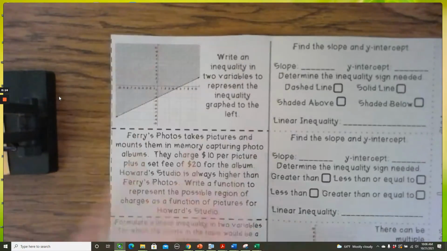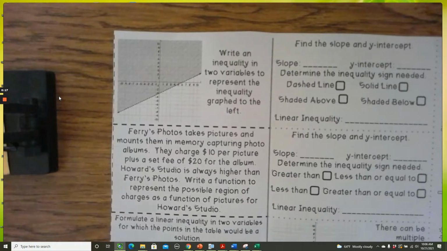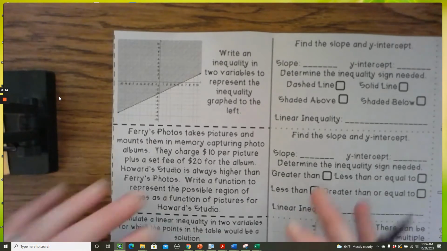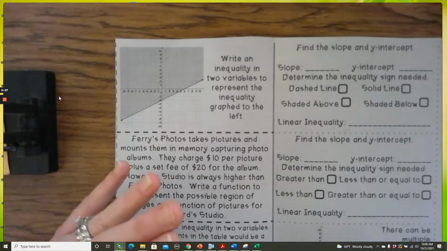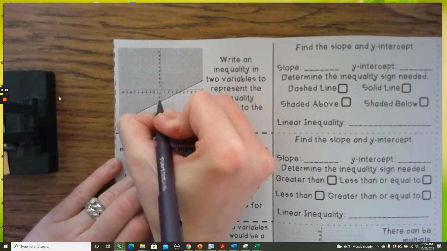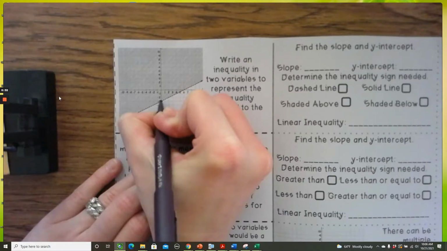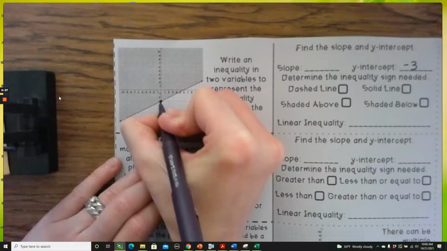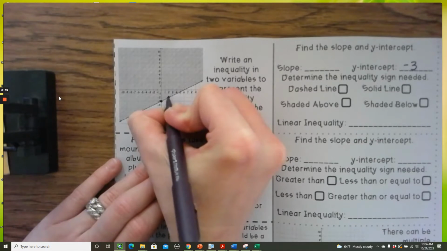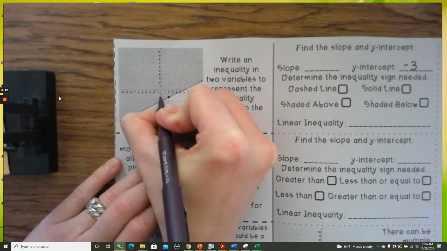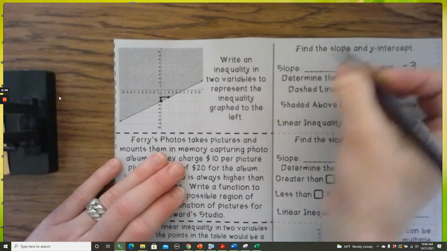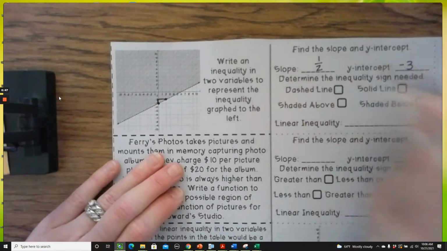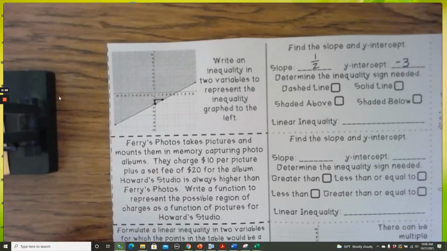Our first one here says write an inequality in two variables to represent the inequality graph to the left. So same thing with linear equations. We need to find the slope and we need to find the y-intercept. To find the slope, we need two nice pretty points. One of those points is right here at our y-intercept. So we know our y-intercept is -3, okay? And then we need another nice pretty point. We'll just go right here. That's a good point. So we're going up 1 over 2. So our slope is up 1 over 2. And then our y-intercept is -3.